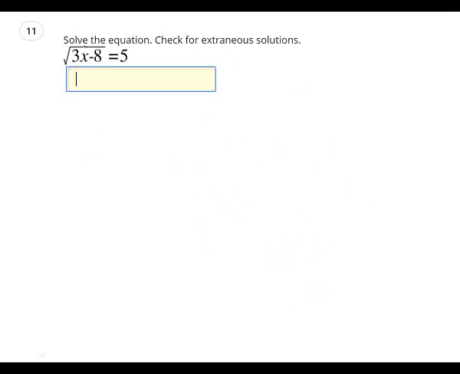Okay? All right, looking at 11. What do I need to do to start to get rid of the square root? Square it. All right, so 3x minus 8 equals what? 25. And what are we going to do with the 8? Add it. What do we get?